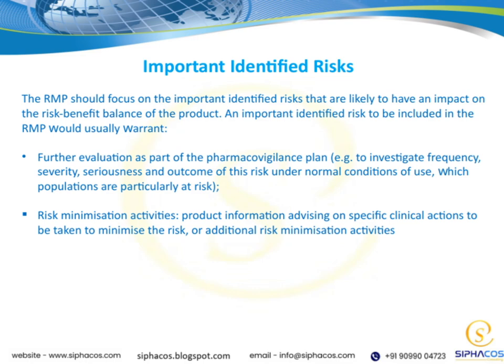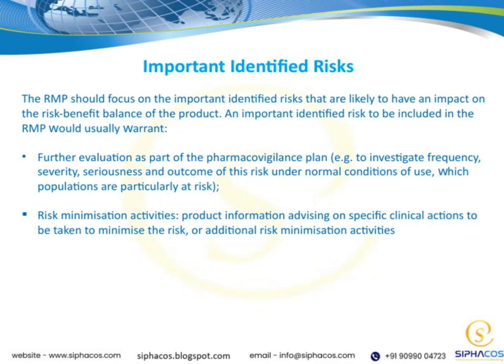Typically, an important identified risk included in the RMP will require further evaluation. This means we need to look into these risks more closely as part of our pharmacovigilance activities. For example, we would investigate how often these risks occur, how severe they are, whether they are serious, and what the outcomes tend to be under normal use conditions. We also need to understand which specific populations might be more at risk than others.